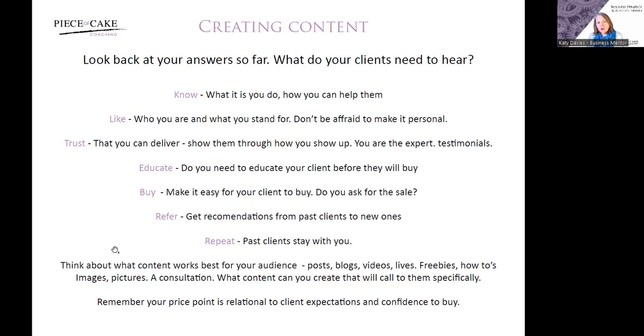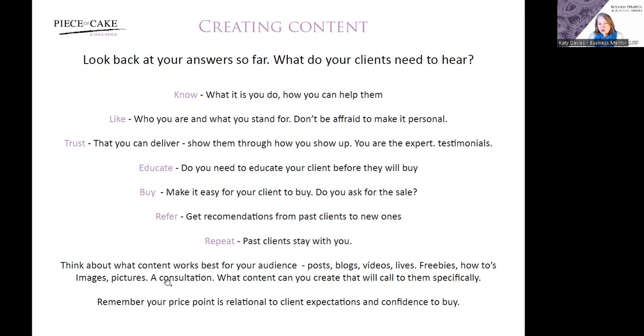So with all of this, it's then thinking about what is the actual content that works best in terms of the format of it. Is it posts? Is it blogs? Is it videos? Is it lives? Is it freebies? Is it how-tos? Is it downloads? Is it images? In my wedding business, it was very image-based because there were pictures of beautiful cakes everywhere. Now there's not as many pictures. It's very different. I'm educating, I'm doing lives, I'm giving content, and it's a very different business. The core elements of the marketing are the same as my previous business, but how it's projected out into the world is very different.